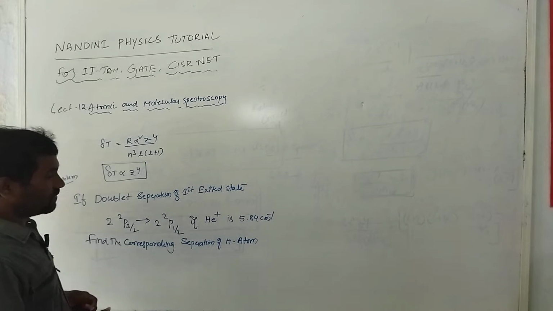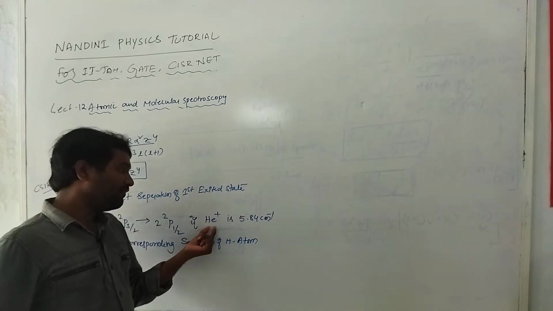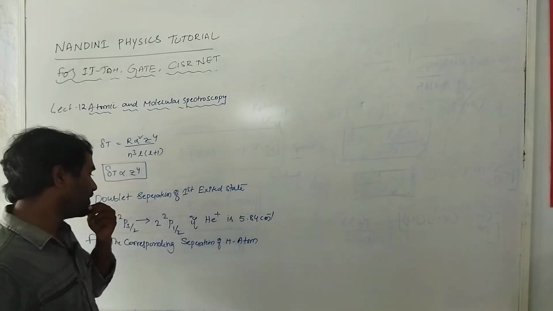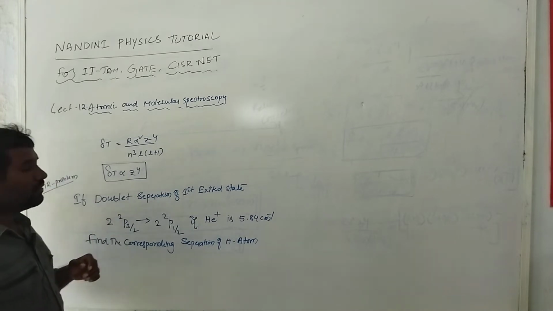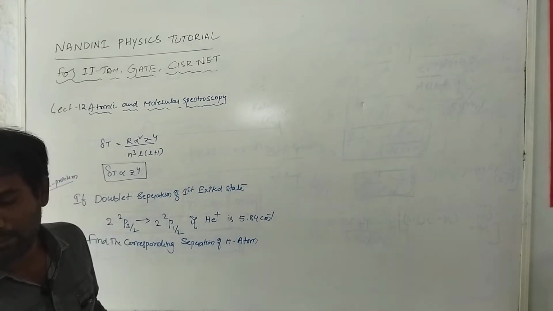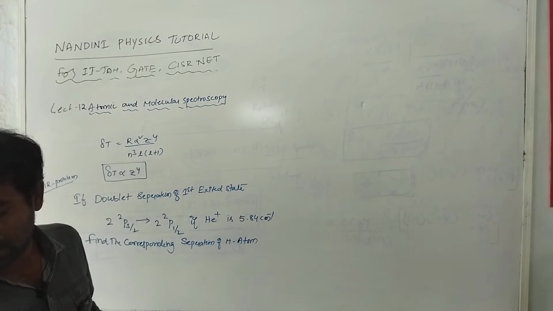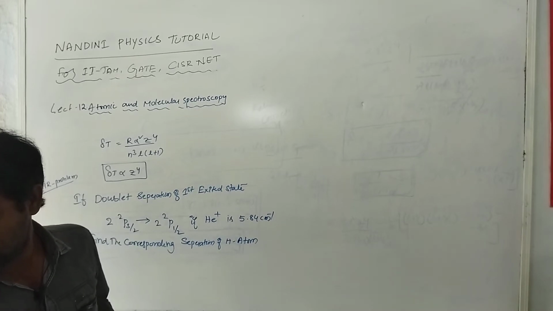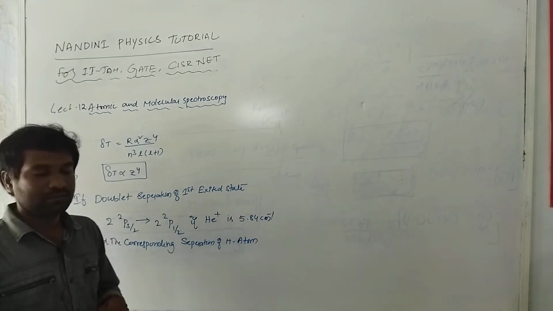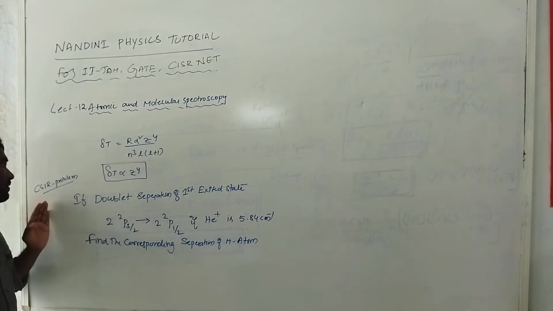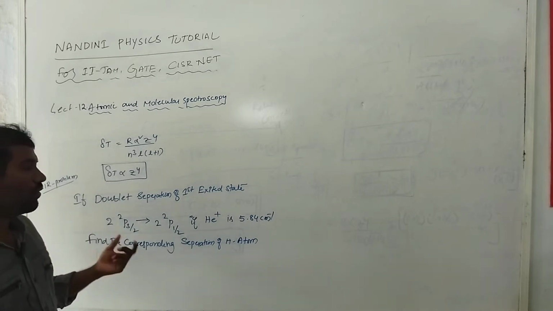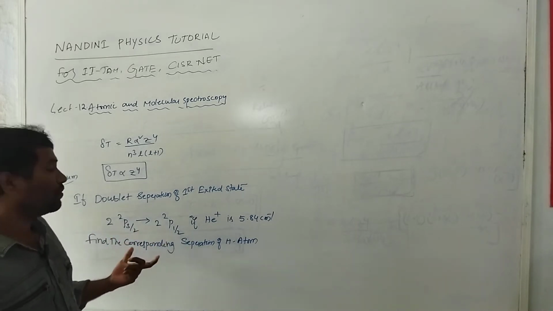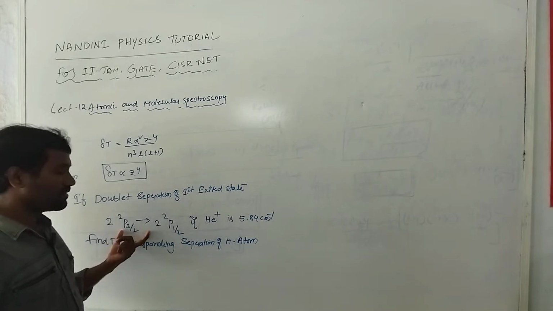If the doublet separation for the helium plus atom is 5.84 centimeters inverse, find the corresponding separation for the hydrogen atom. By using this formula we can find the separation, because they are asking for the separation. So I will solve this problem. This problem was given in a previous CSIR paper. So what is your answer? Simply find it using this relation.